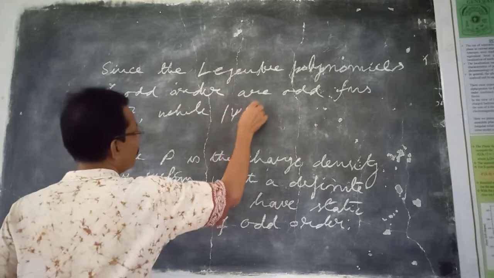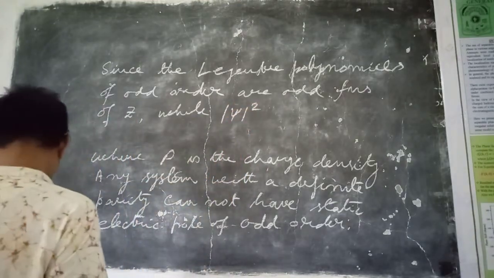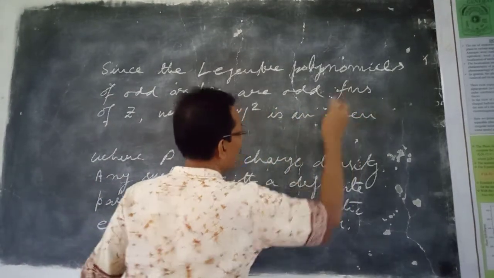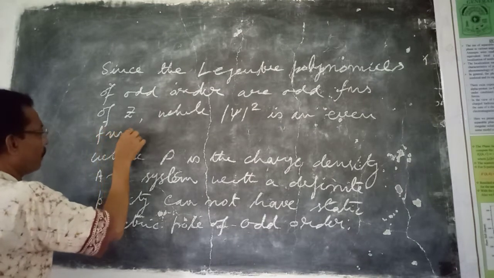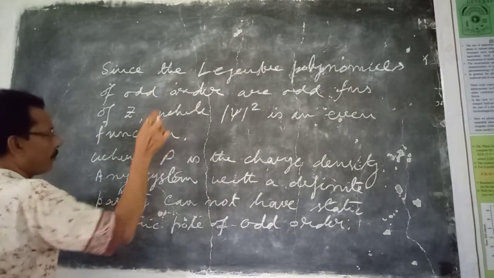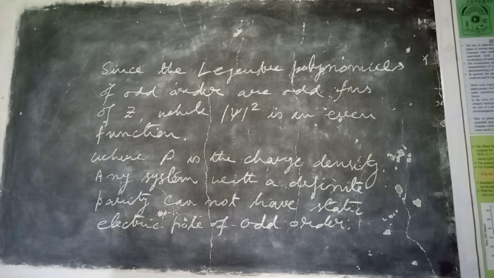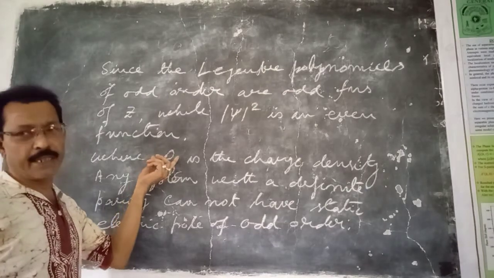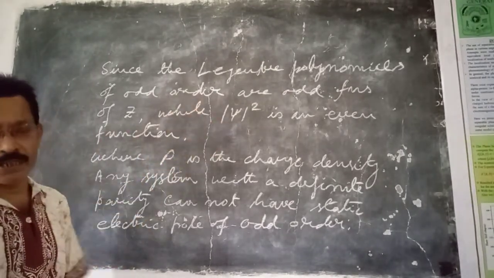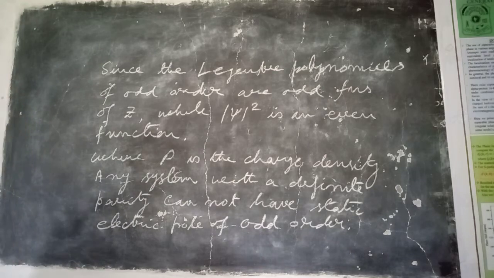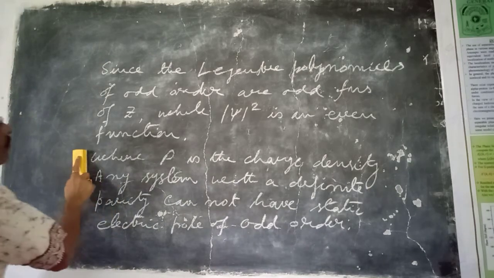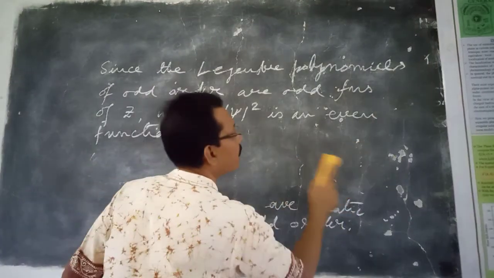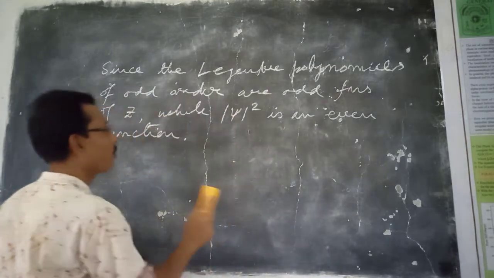While psi mod square, the probability density, is an even function. Because in a quantum mechanical problem, in the expression of the dipole moment, this charge density will be replaced by the probability density. Now, therefore, the whole integrand will be an odd function, so the integral will be 0. So, no contribution comes from the odd order poles.